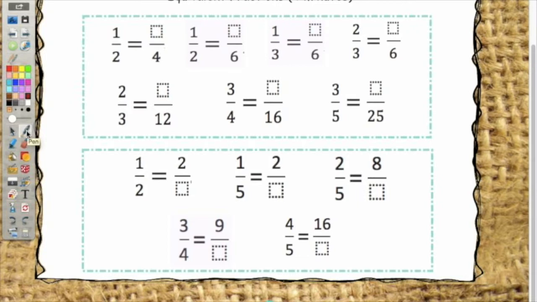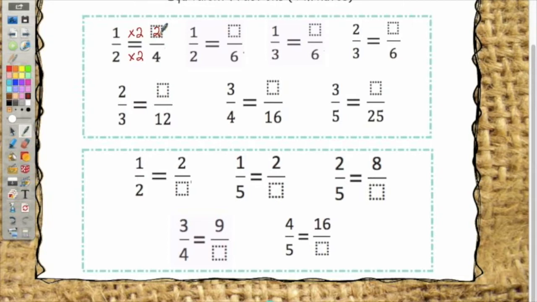2 times something equals 4. What is it? 2. So I'll put times 2 there and times 2 here. Okay? Then that tells me what's going in the box, which most of you probably already knew. So go ahead and write that now if you didn't get a chance to write it.